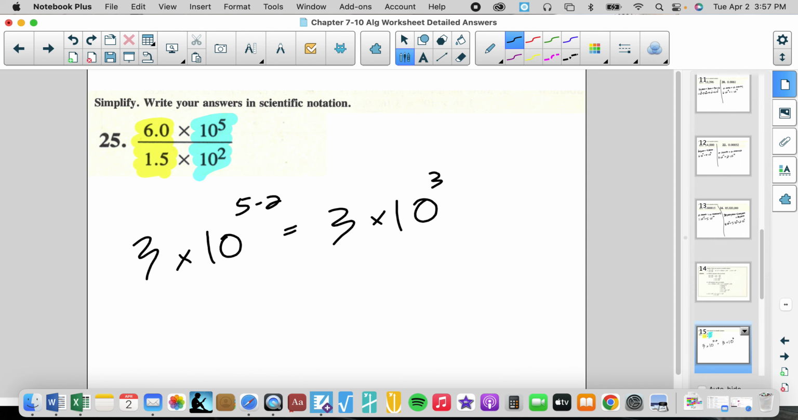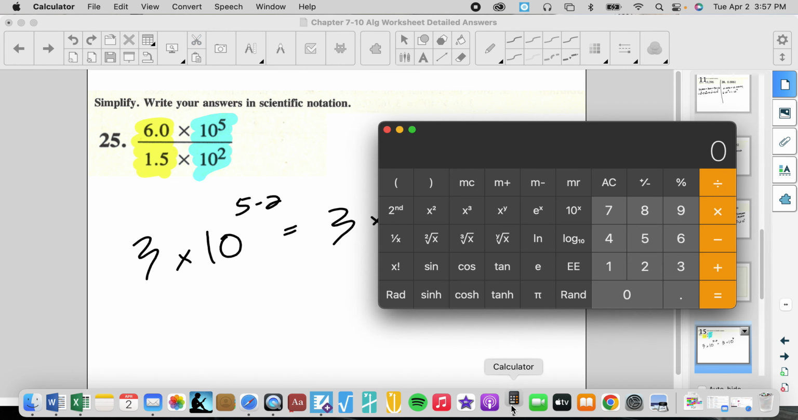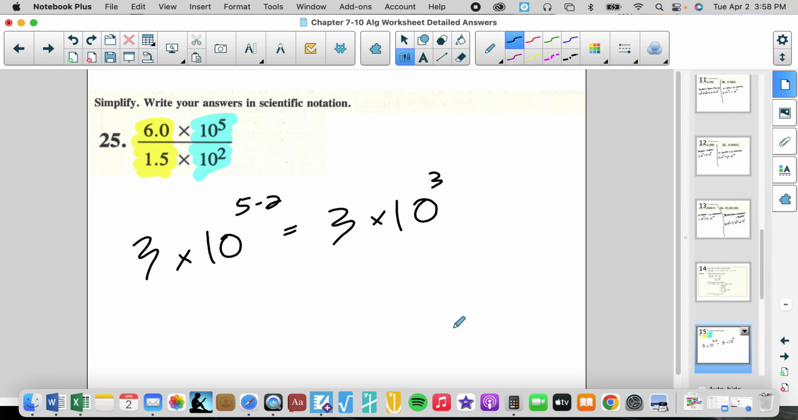So instead of pushing those values out into expanded form or numeric form value, we can do a shortcut. We just do the division. 6 divided by 1.5 gives us 4. That was the easiest part. No, the easiest part is dividing like bases.